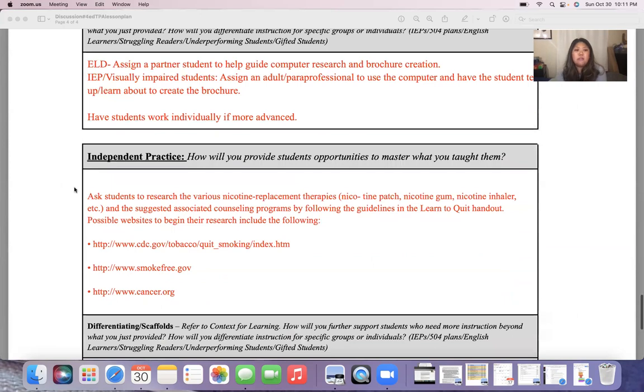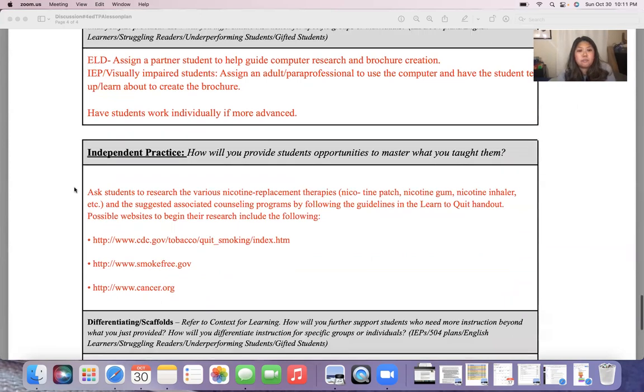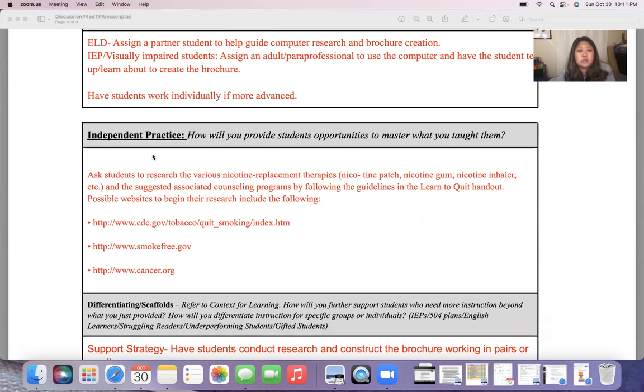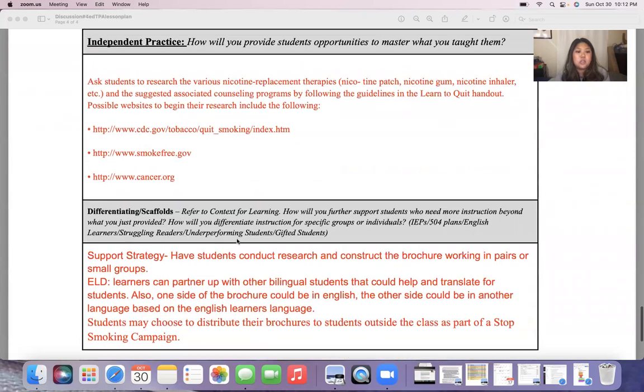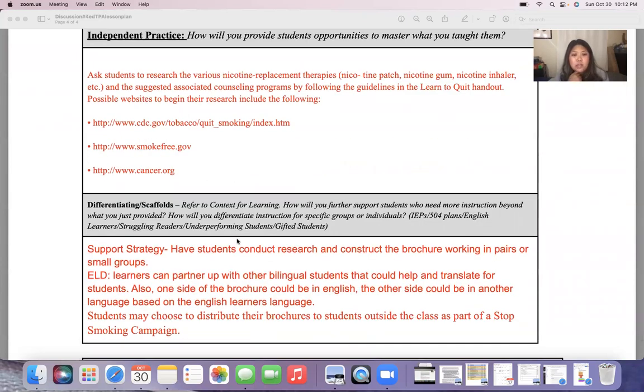And here we have our independent practice, asking students to research the various nicotine replacement therapies and suggested associated counseling programs, and then we have some websites for their research. And some differentiating scaffolds for that is to continue conducting research.